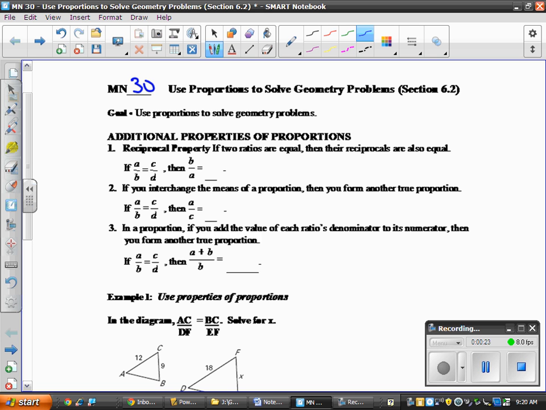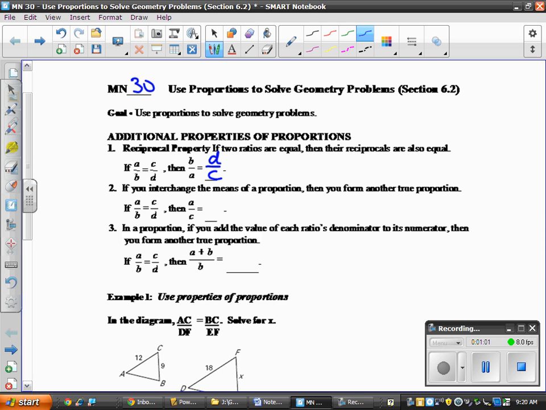The first is the reciprocal property. Taking a step back, the last time we talked about reciprocals was when we were talking about perpendicular slopes of lines, where we would take the opposite reciprocal to find an equation of a perpendicular line. So it's a concept that we've studied in the not so far past. But this reciprocal property is just where you're going to flip the fraction for the proportion. So a over b is equal to c over d. Then b over a is equal to d over c.